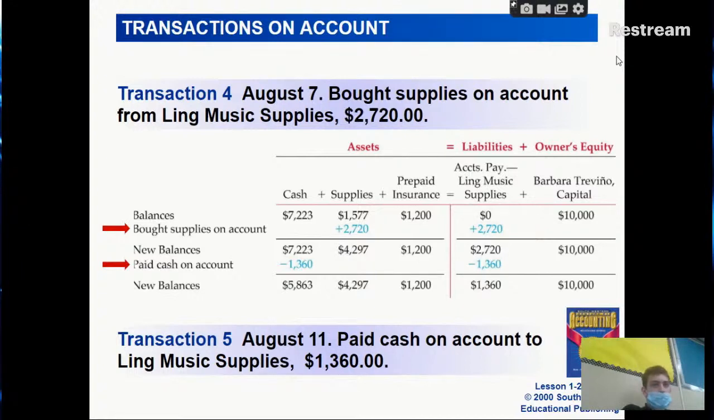But we paid off part of what we owed, right? So what's gonna happen to AP? Subtract. So now I have 1360 there, right? Because I paid half of it, and nothing happened over here, so I've still got 10,000. Am I still balanced? If I were to add those up, I would still be balanced.